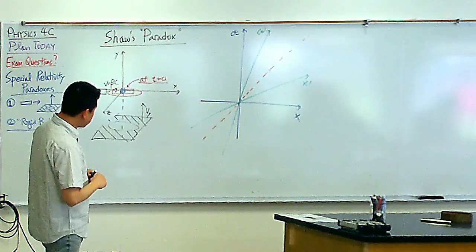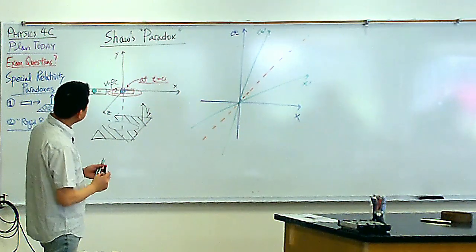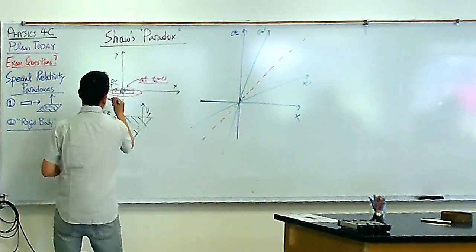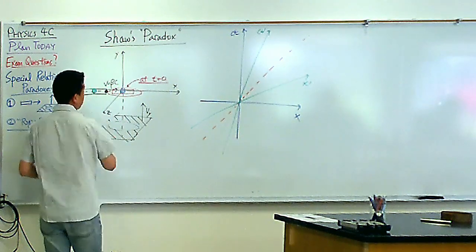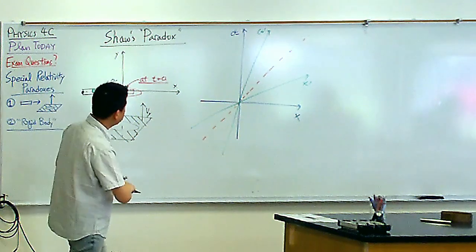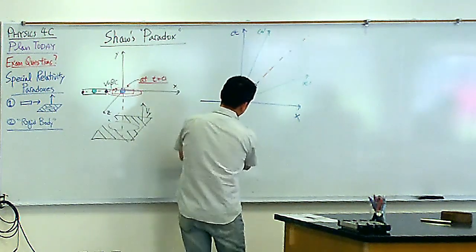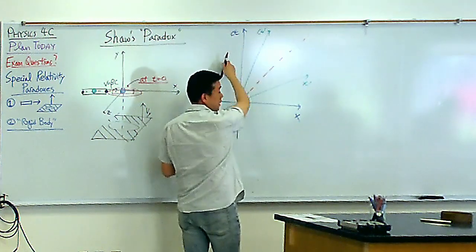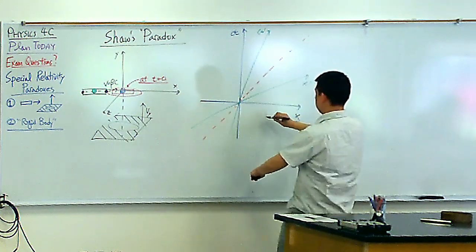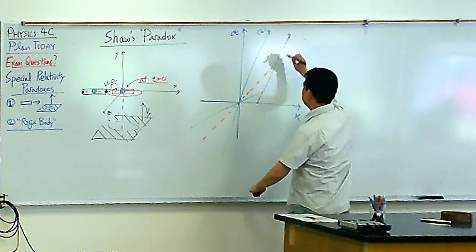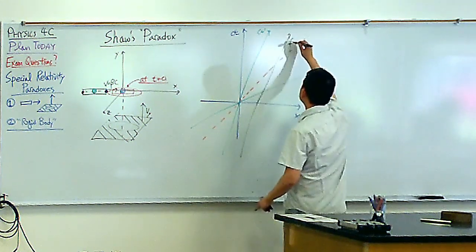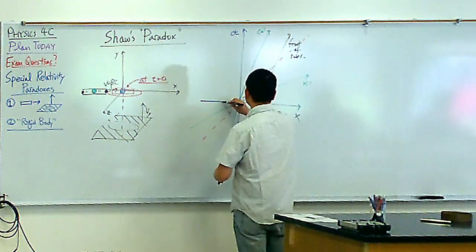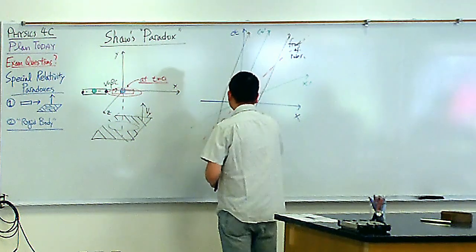Right? So for this snapshot, I need the world line of the ruler. I need the world line of the front of the ruler and the back of the ruler so that I have some marker. So those two world lines would be this time axis shifted this way by some distance and shifted this way by some distance. So this is the world line of the front of the ruler, and this is the world line of the back of the ruler.